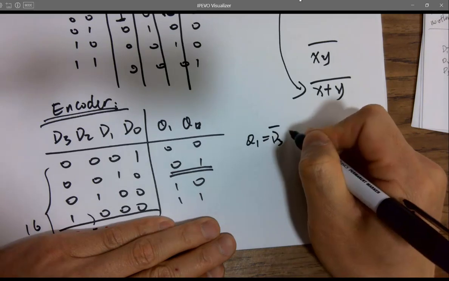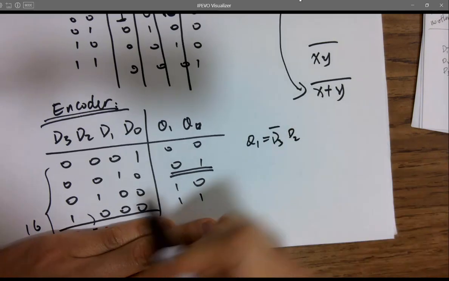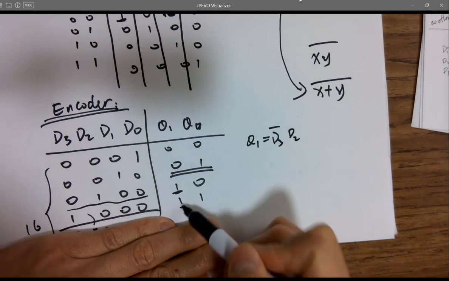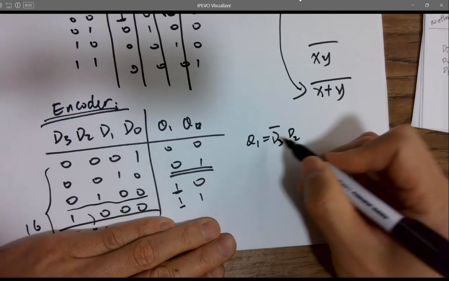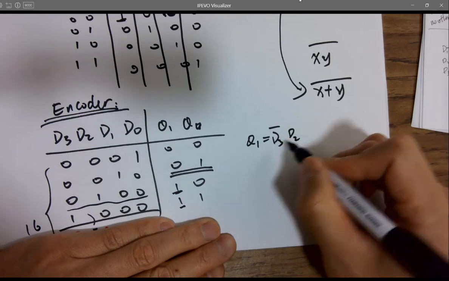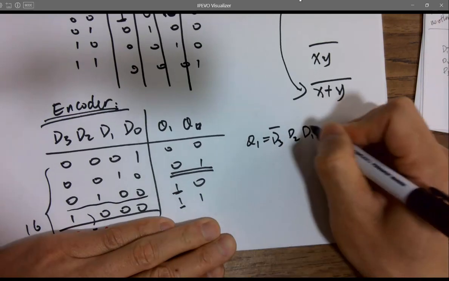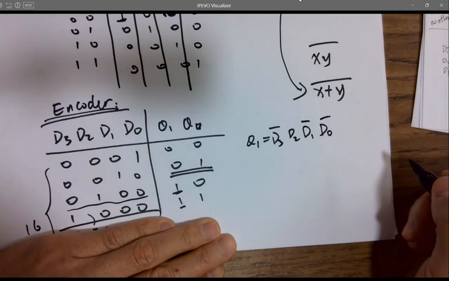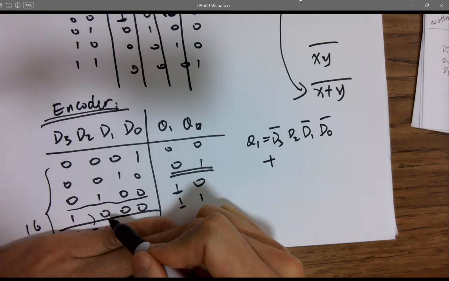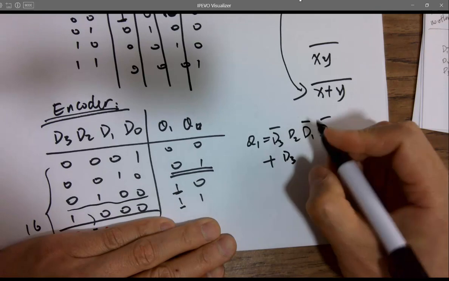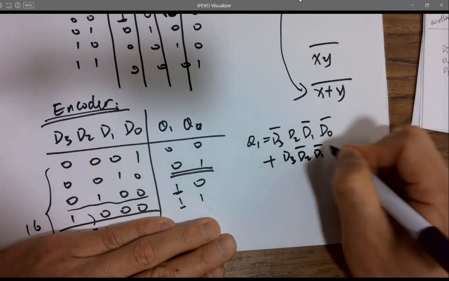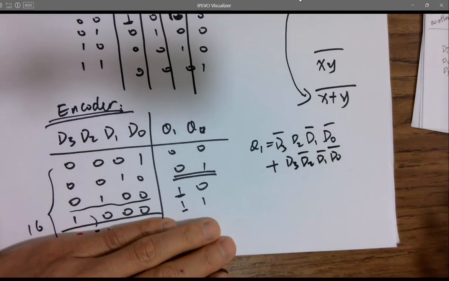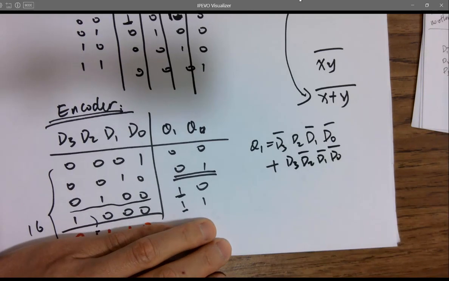D3 not, D2, you have to look at this line because of this one here, and also this one for this line, right? So it becomes D3 not, D2, D1 not, and D0 not. Or this guy: D3, D2 not, D1 not, and D0 not, based on what you have in the truth table. Okay?